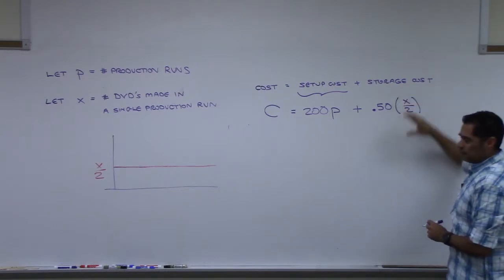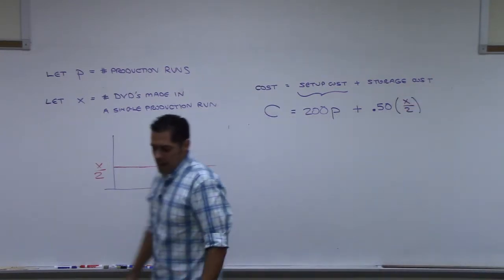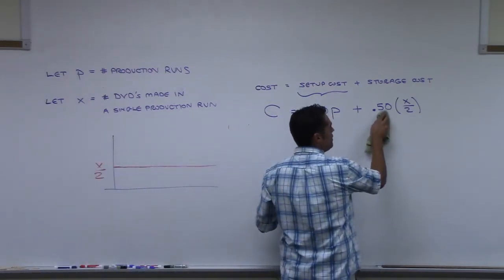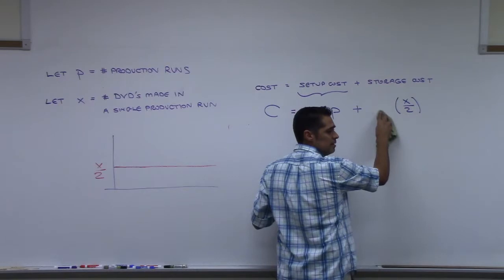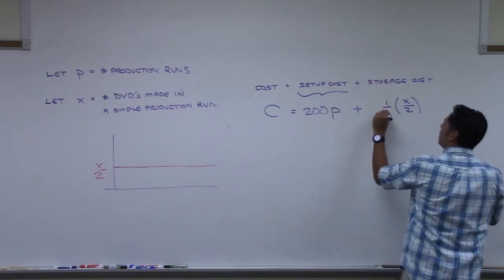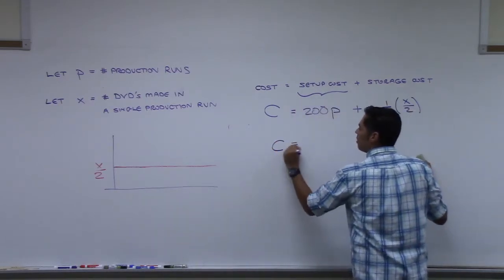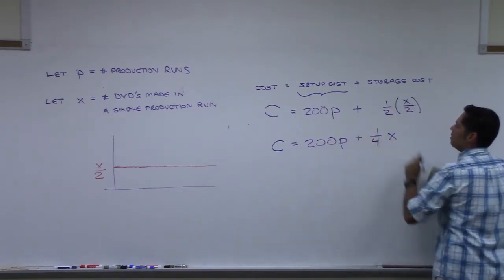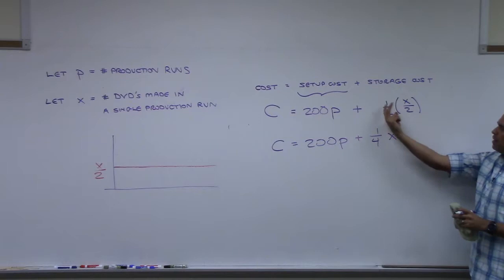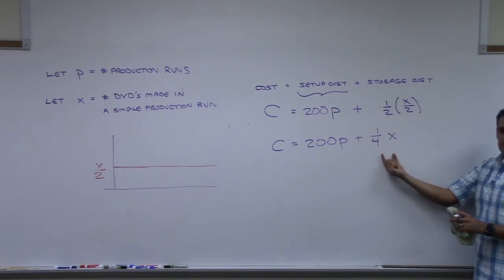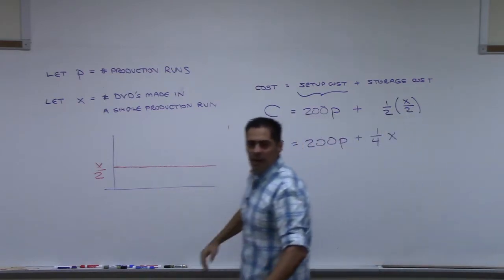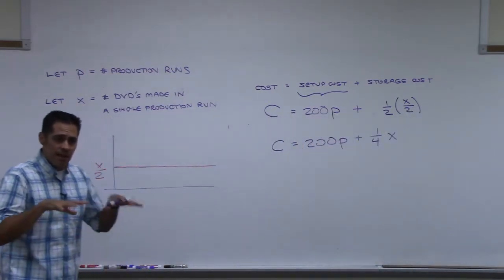Got it? Okay. Now, let's simplify this a little bit. Is it all right if I change 50 cents over to 1/2? 50 cents is 1/2. The only reason I want to do that is because I want to look at cost as being 200p plus 1/4 x, because 1/2 times x over 2, you just multiply straight across and you get x over 4, same as 1/4 x. I'm trying to find the minimum cost.